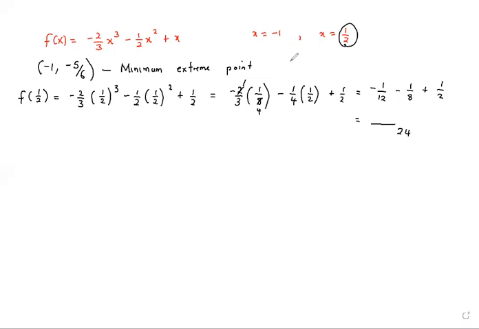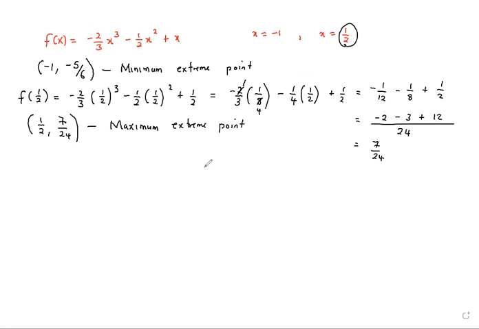Putting things together, the common denominator is 24. This one goes in twice, the other one three times, and the other one twelve times. So we get 7 over 24. So we have another point, half comma 7 over 24, that we are calling the maximum extreme point.